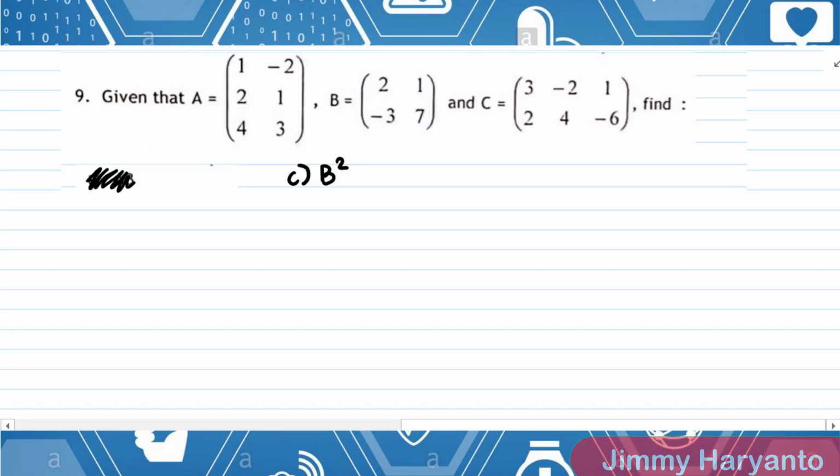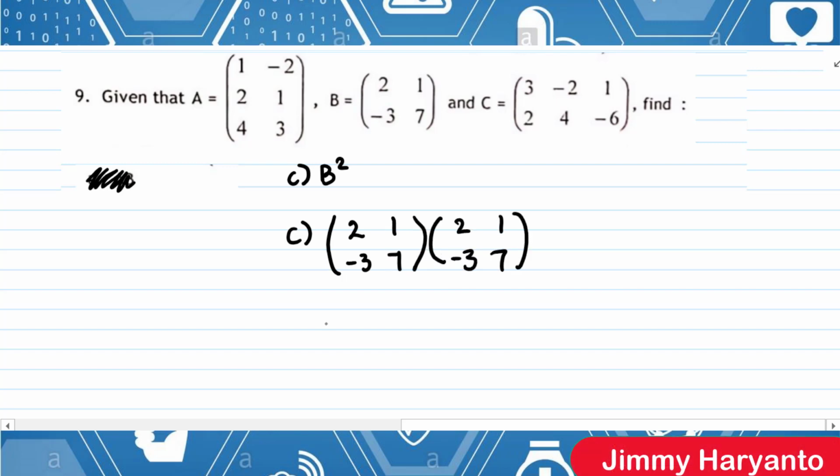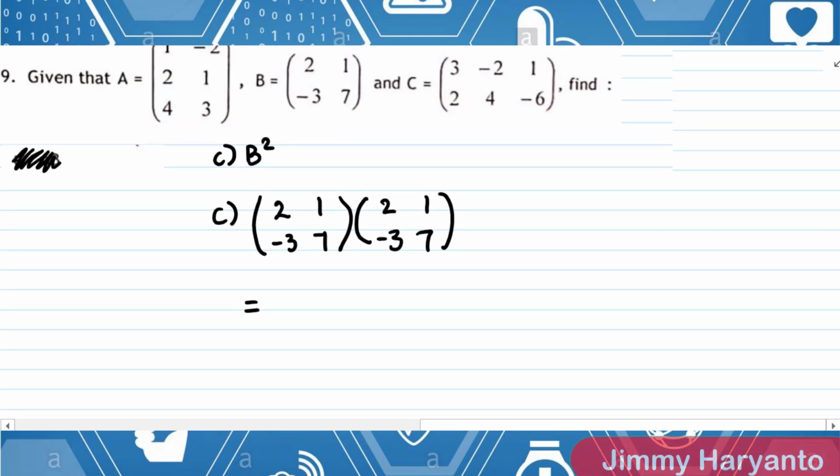And the next is 9C. The question wants us to find the B square. B square means you have to multiply the B like this, 2, 1, negative 3, and 7. And after that, we know that this is a square matrix. A square matrix can be multiplied with another one.